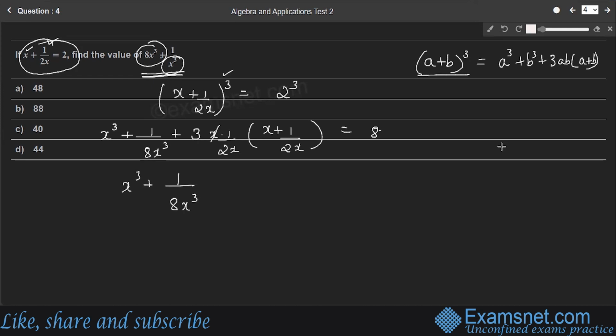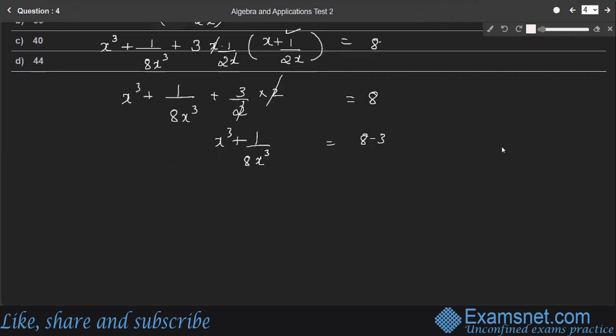So x cube plus 1 by 8x cube. Here we can cancel x and x, right? Plus 3 by 2 into x plus 1 by 2x is equal to 2, which is already given. So it becomes 3 by 2 into 2 is equal to 8. So here also you can cancel 2 and 2. So x cube plus 1 by 8x cube is equal to 8 minus 3, which is 5, right?